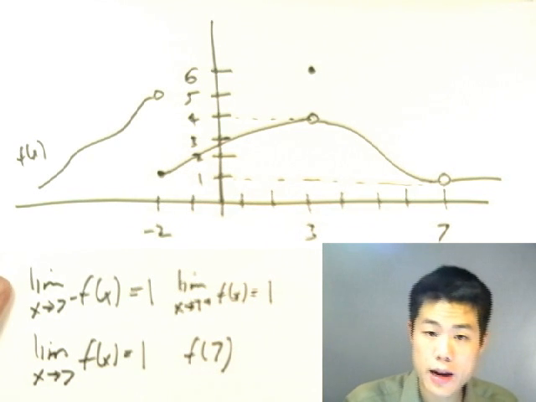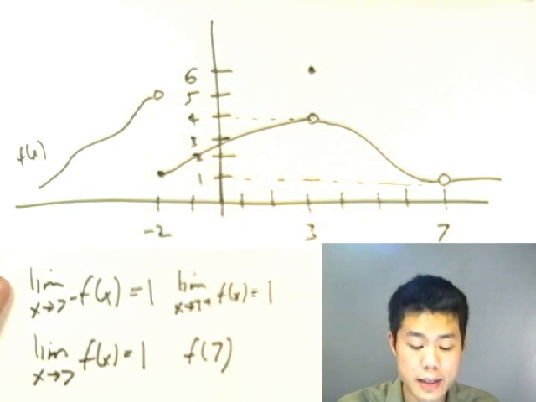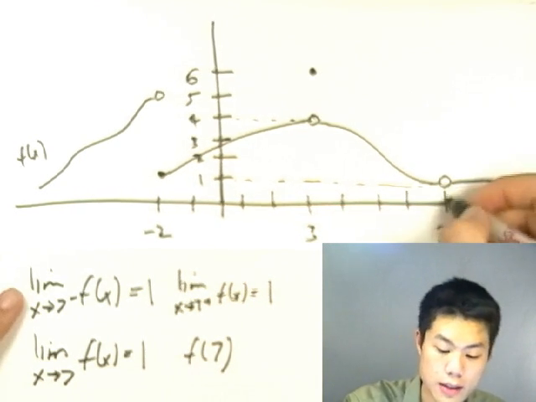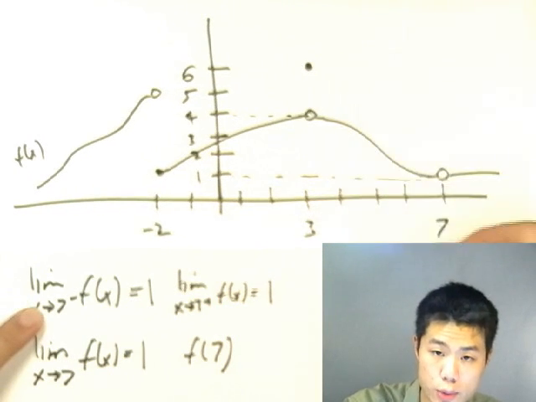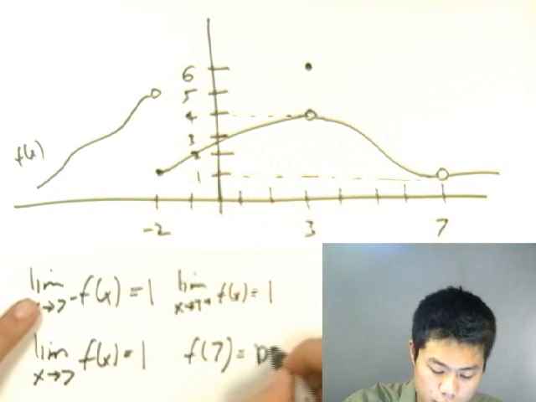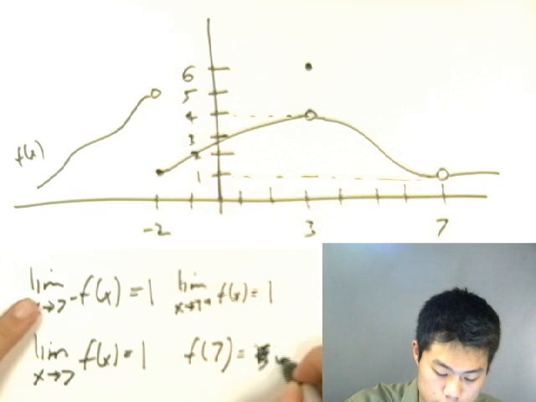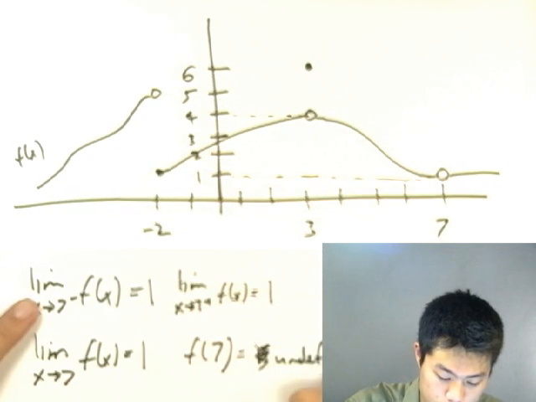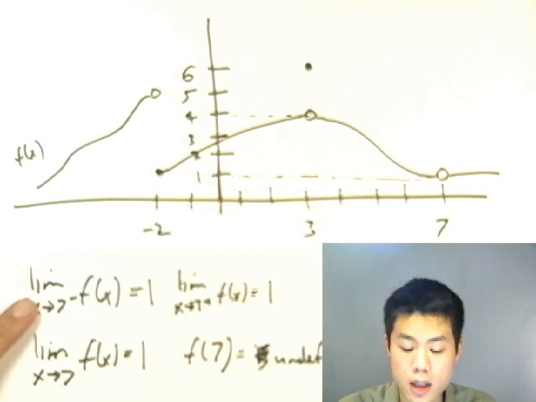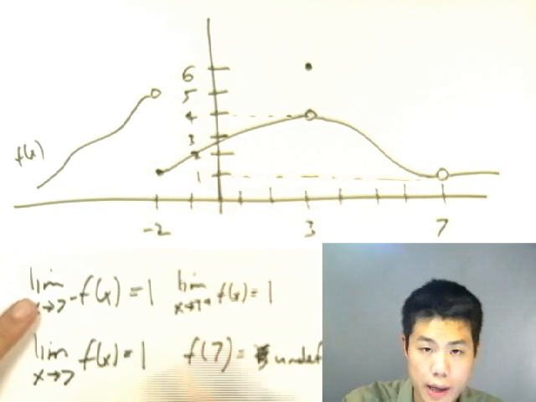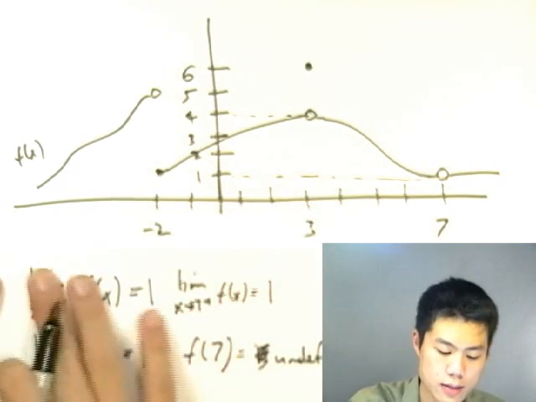But notice here that f of 7 does not exist. And the reason is that it's a circle here, and there's no dot anywhere else. Does it matter? It's undefined. No, it doesn't matter at all. It doesn't matter for our limits' sake.